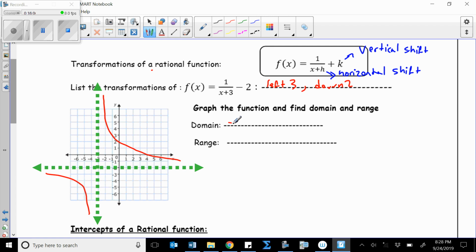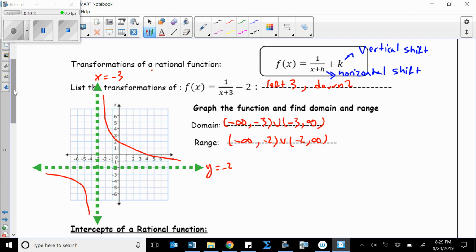Again, your domain, we are going to write the domain by excluding the asymptotes. Like here, the asymptote is x equal to negative 3. So we're going to write negative infinity to negative 3 and negative 3 to infinity. And the horizontal asymptote is y equal to negative 2. It was 0, but now because we moved down 2, it's at y equal to negative 2. So the range of this function is negative infinity to negative 2 and negative 2 to infinity.